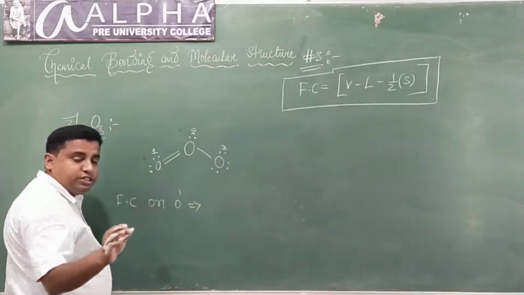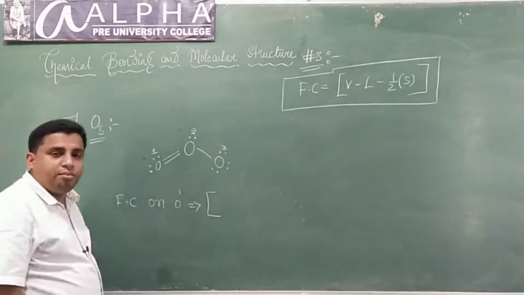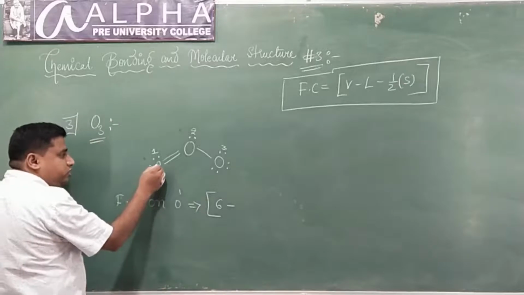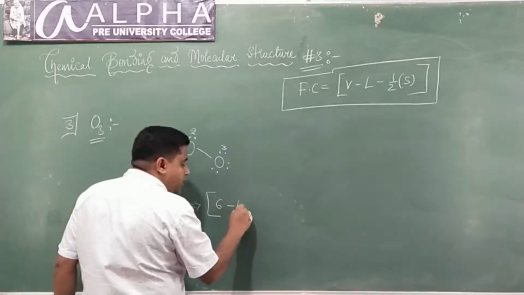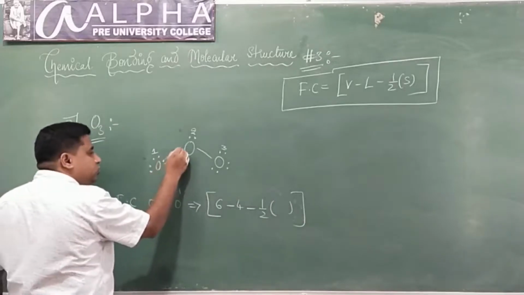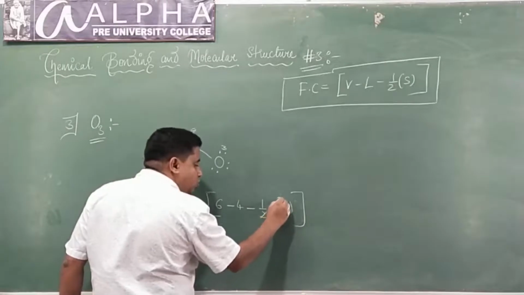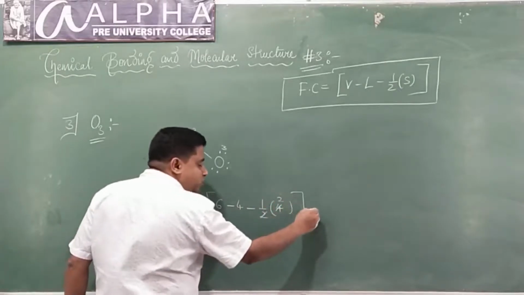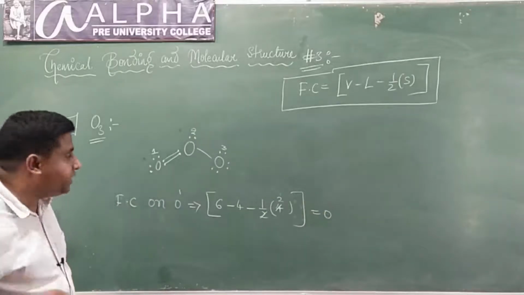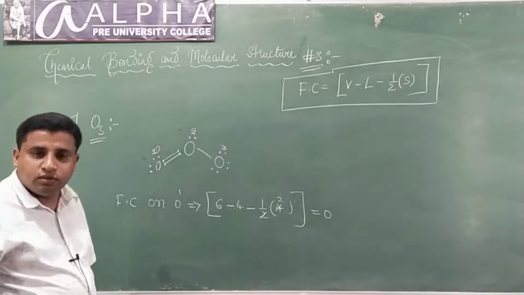So let me calculate the formal charge on the first oxygen. Observe here, oxygen means 16th group. So for the 16th group, the number of valence electrons is 6 minus. How many lone pair of electrons on oxygen? 2, 4. 4 minus half of. How many shared pair of electrons? 1, 2, 3, 4. Half of 4, 2 ones are 2, 2 twos are 4. 6 minus 4 is 2. 2 minus 2 is 0. Therefore, the formal charge on the first oxygen is 0. Is that correct?